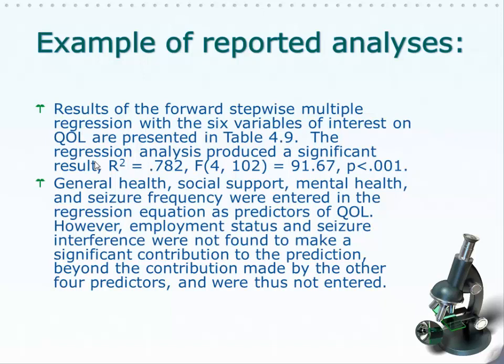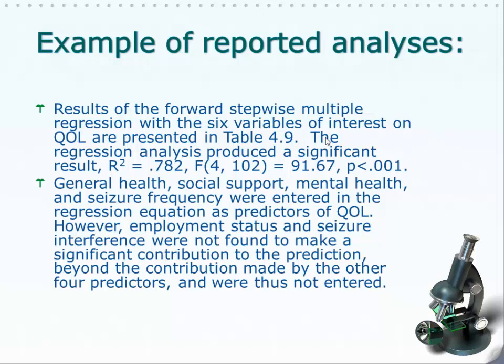So in an article, you will see a statement like this: results of the forward stepwise multiple regression. Forward stepwise refers to the way in which the predictor variables were entered. They can be entered a number of ways. They can be entered all at once, or they can be entered in steps based on the research that is being done. So that just describes different approaches to entering the variables into the equation. So forward stepwise multiple regression of 6 variables of interest on quality of life.